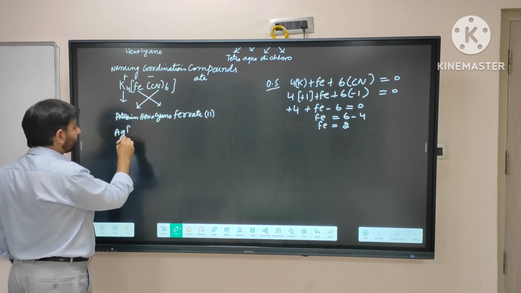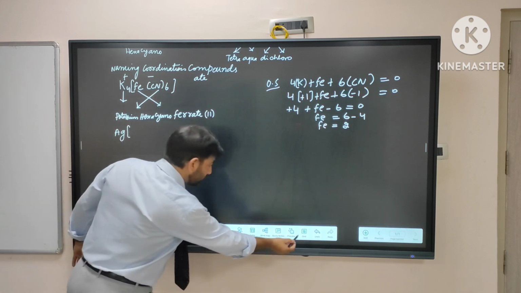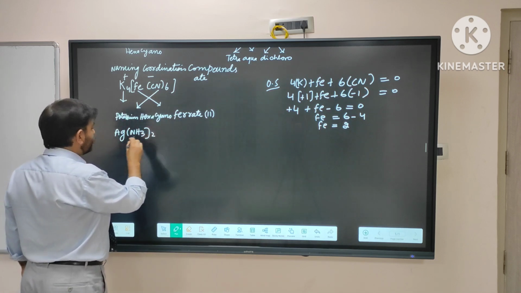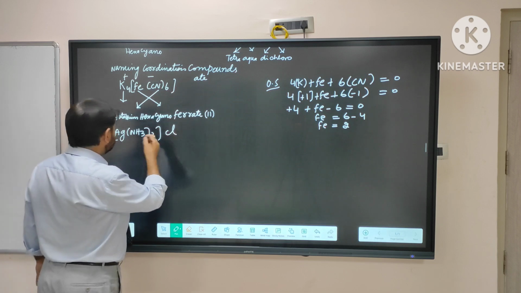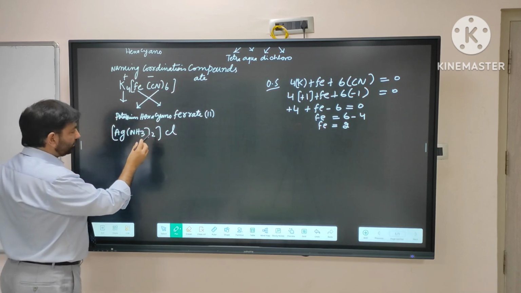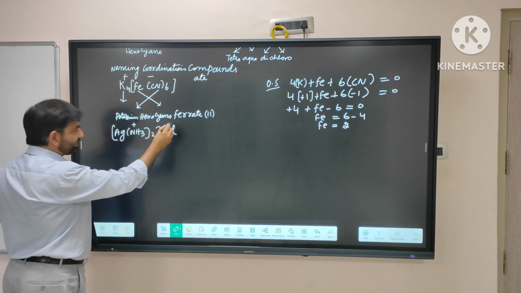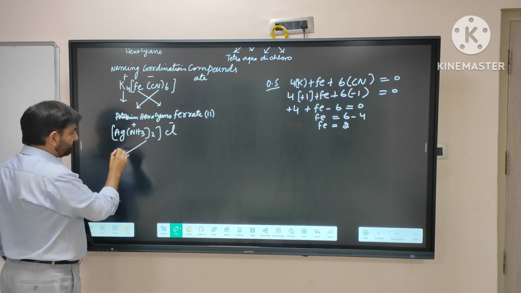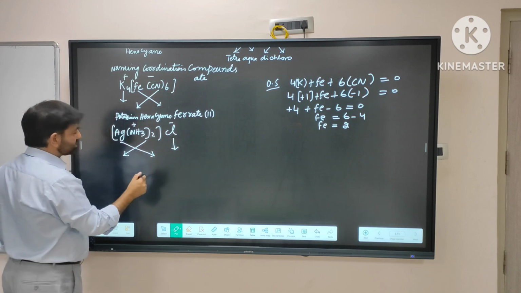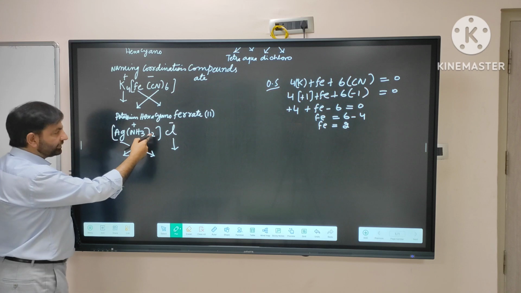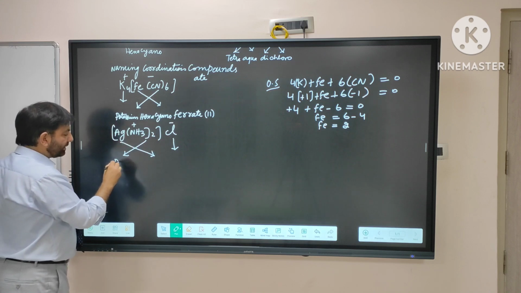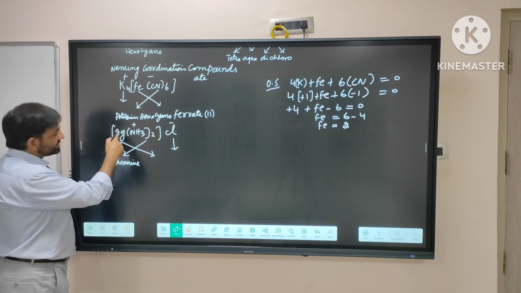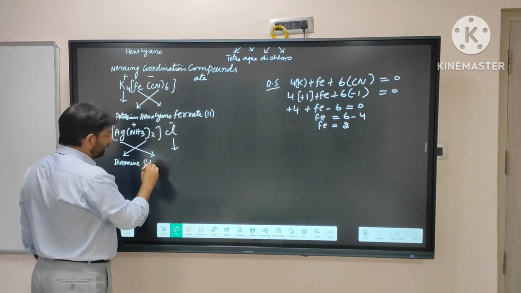We have Ag, NH3 2 times and Cl. I want to name this compound. What I will do first: this is the positive part, this is the negative part. I will name the ligand first. You know that first we name this part, then this part, and the counter ion will be the last one. For the ligand we have 2 times ammine, so I will write diammine.